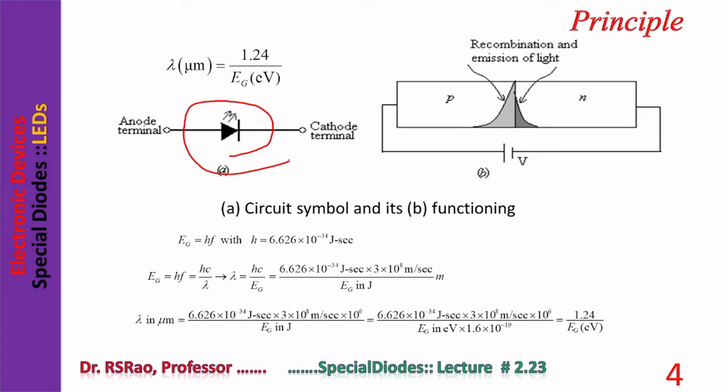This is the symbol: the ordinary diode symbol modified by adding two outward arrows, with anode terminal and cathode terminal. Here one point is required to be mentioned.